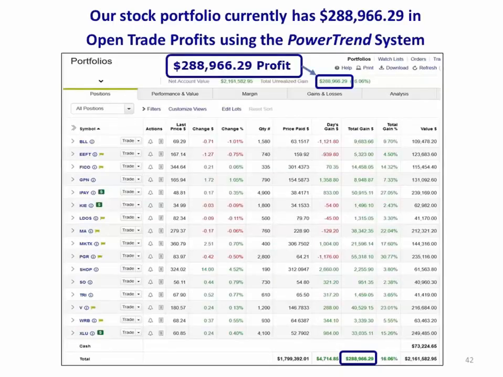Here's a snapshot of our stock portfolio, and we used the 10-month simple moving average and the Keltner channels to time our entries, and we currently have $288,000 in open trade profits for our stock portfolio. So this is strictly stocks. There's no options in this portfolio.